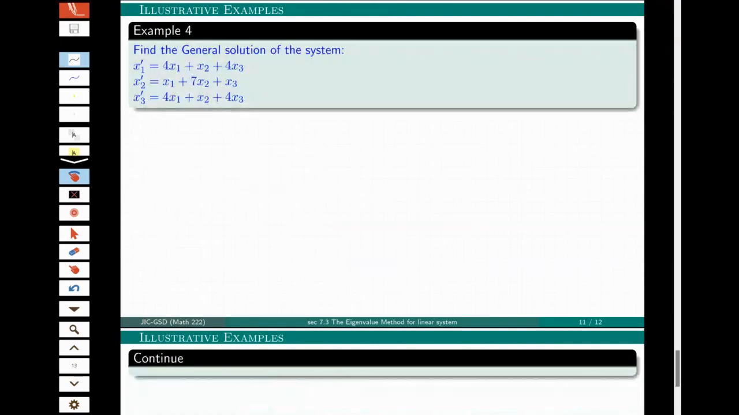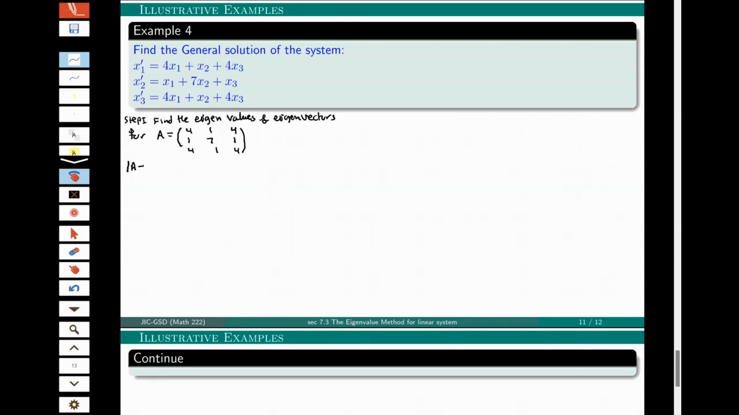Okay. Now, same story, but it is actually for a matrix of the form 3 by 3. So our first step, find the eigenvalues and eigenvectors. So that will be for the matrix A, which is defined to be 4, 1, 4, 1, 7, 1, 4, 1, 4.